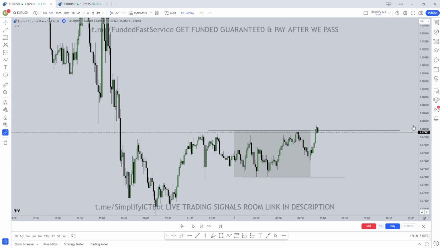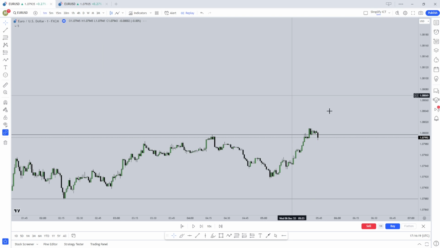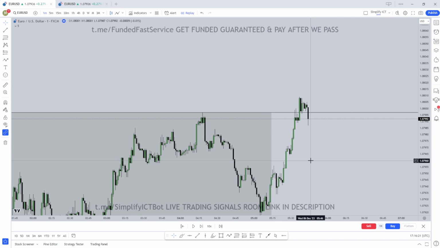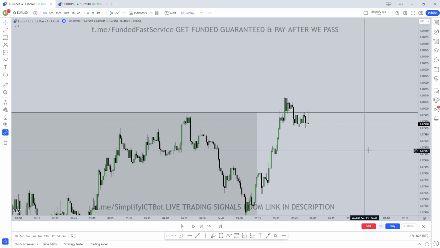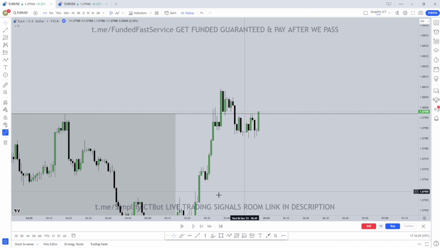Again, not clear structure on the 5-minute. Let's see the 1-minute time frame. Okay, it's not the clearest here again, so we're just going to wait for price to show its hand. So all we're going to do is wait, and a lot of people would be tricked out over here, because a lot of people would say this is a fractal low right here, this would be a market structure shift, but as you can see, there was a lack of displacement. Price didn't show a willingness to move to the downside.